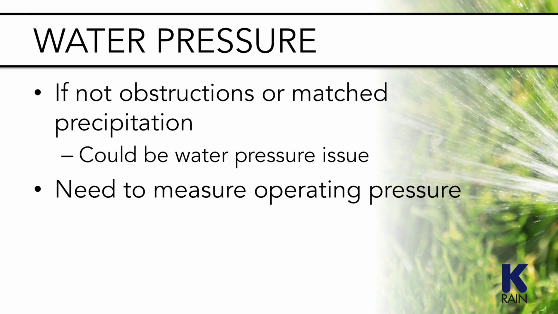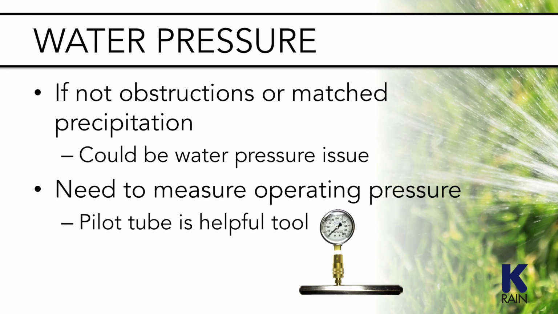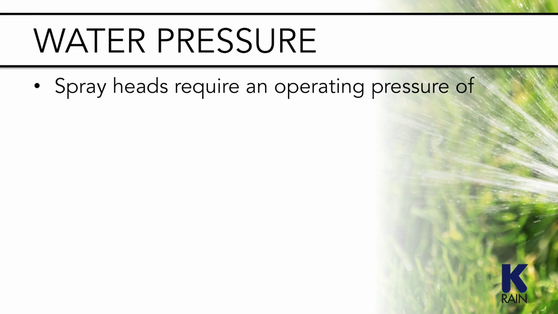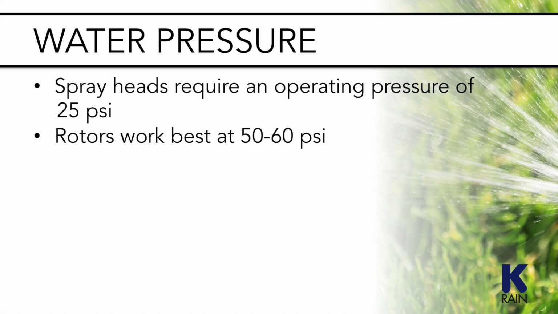To do this, a pitot tube is a helpful tool. It's essentially a thin metal tube that can be inserted directly into the stream of a sprinkler and attached to a pressure gauge to give a quick reading on the operating pressure at the head. Spray heads require an operating pressure of 25 psi and rotors work best at 50 to 60 psi.